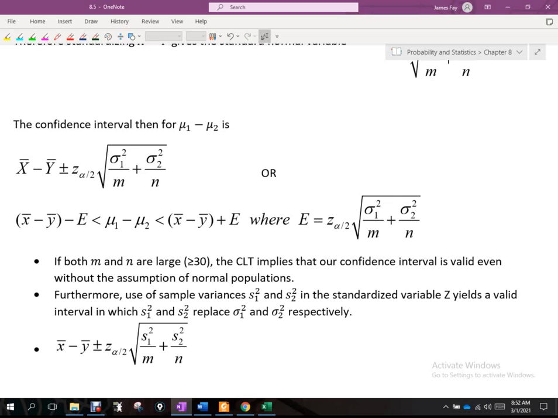Reconfiguring that a little bit, we can redefine this here. And this is the same thing we did in 8.1, 8.2, 8.3. That's our margin of error, so we can actually call that E. So if I have X bar minus Y bar plus or minus E, that's going to generate this thing right there.